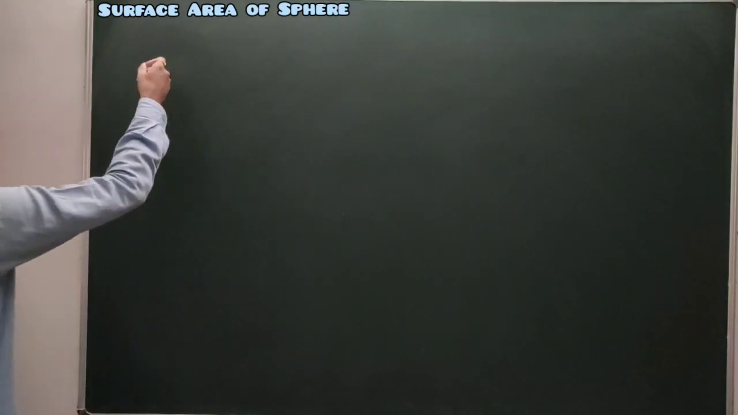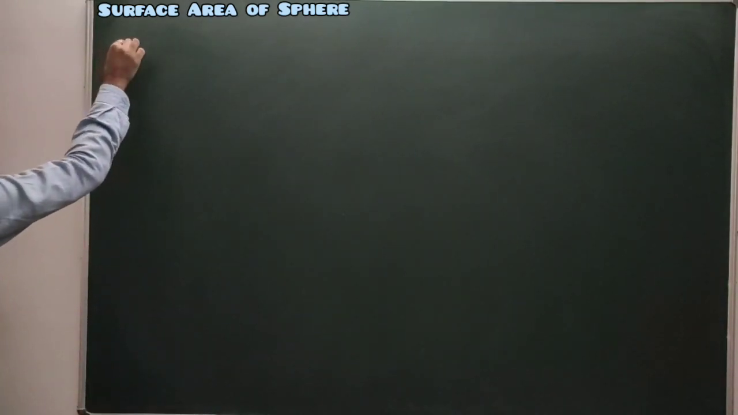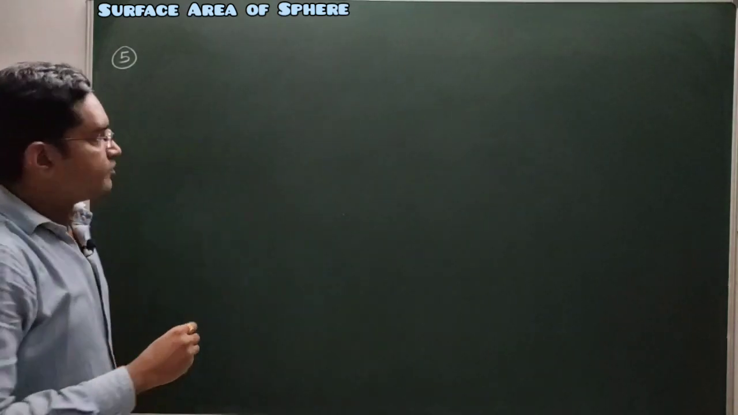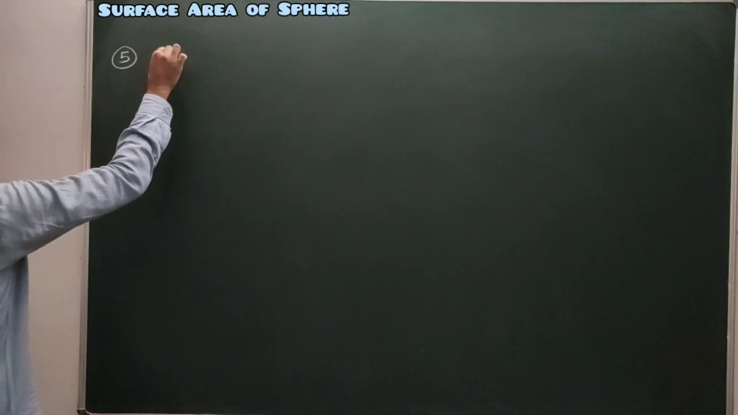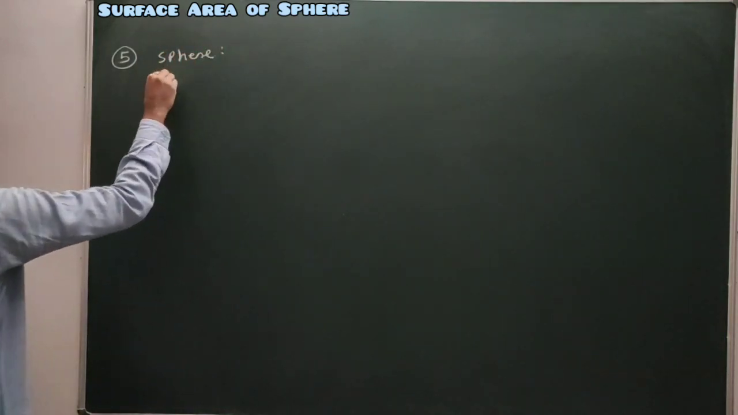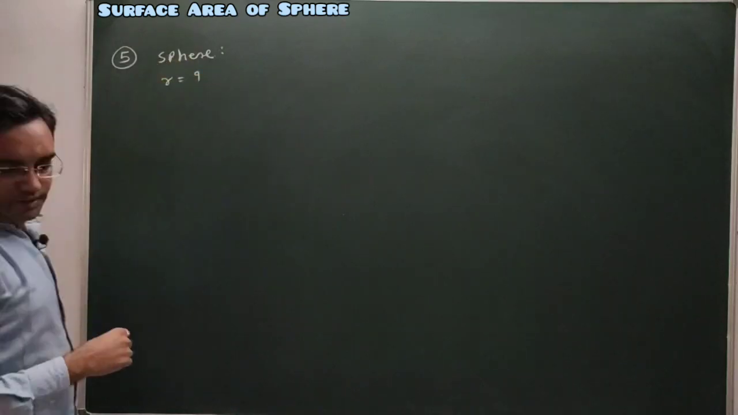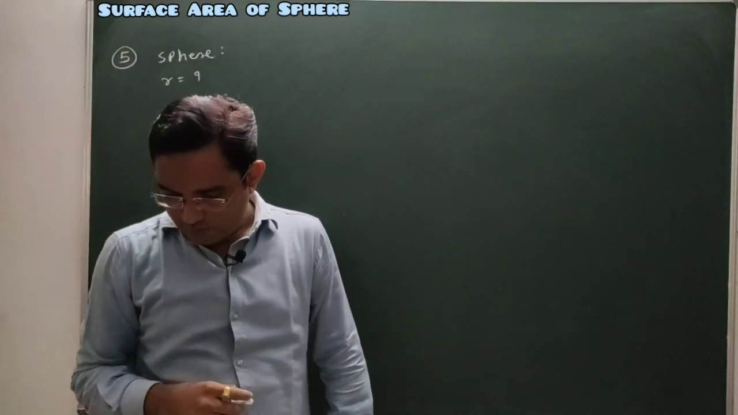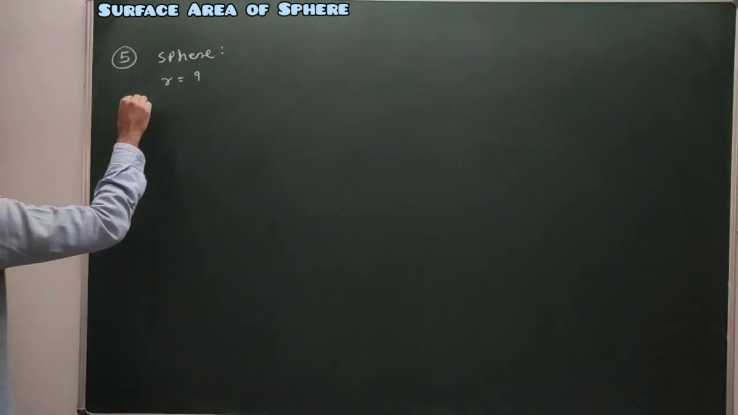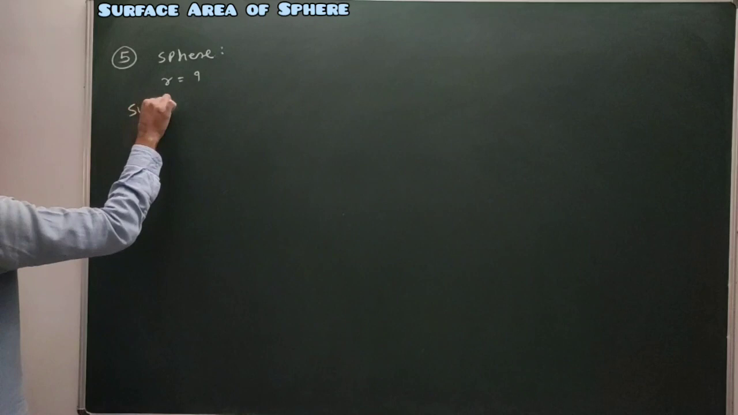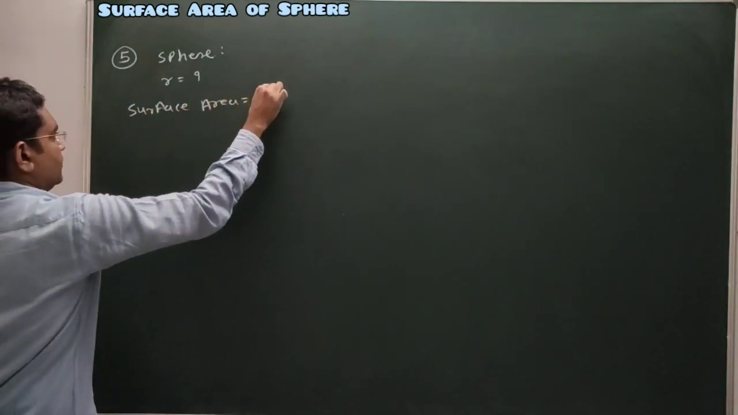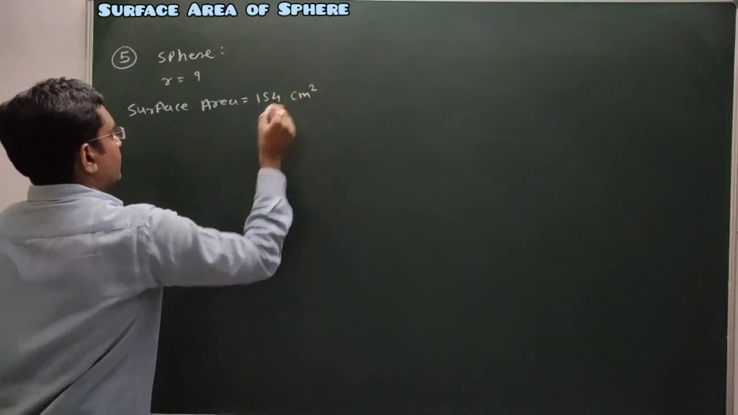Okay students, now question number 5. Question number 5 is find the radius of the sphere. Here a sphere is given. For this sphere you have to find the value of radius. Find the radius of the sphere whose surface area is 154 centimeter square. Here the surface area is given, which is equal to 154 centimeter square.